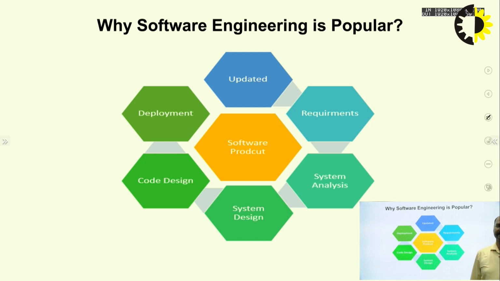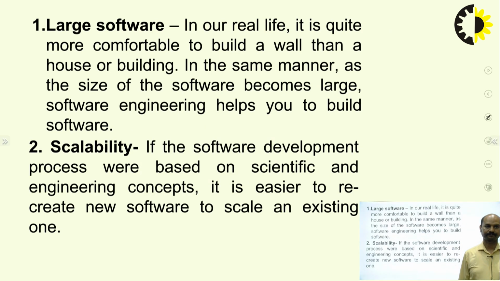Software engineering consists of the first step, gathering the requirements of the user, and after that we analyze that particular system and design for the user requirements and code them, then deploy on the client side and continuously update the software for the betterment of the user requirements.